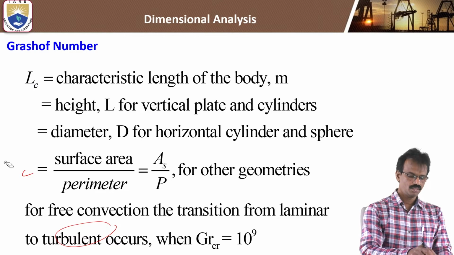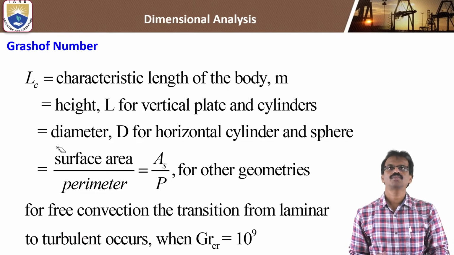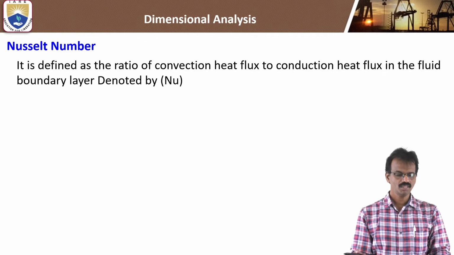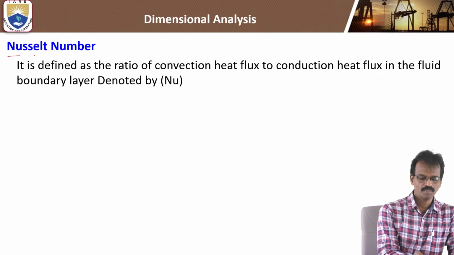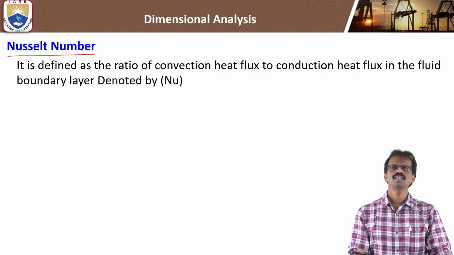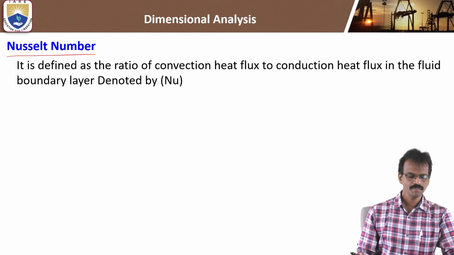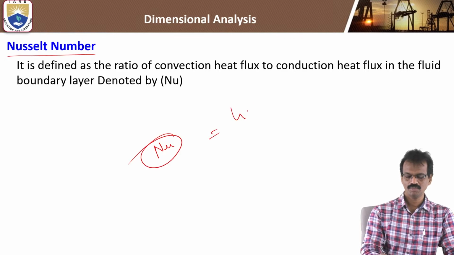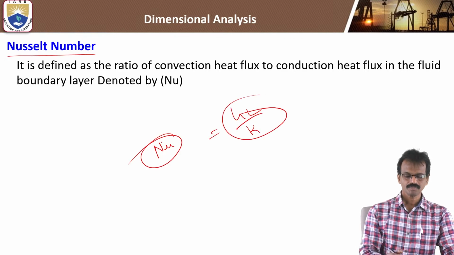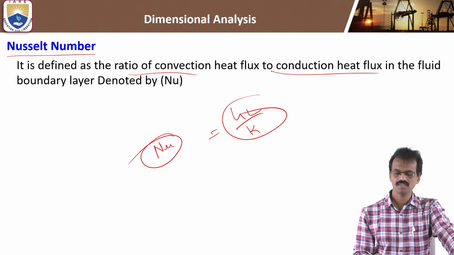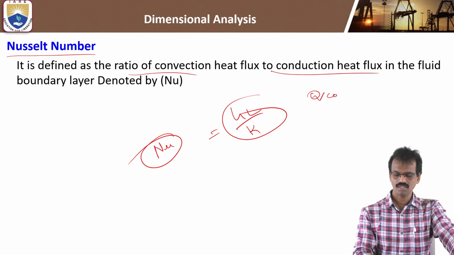This is the significance of the Grashof number. Now a few more numbers remain, highlighting the important dimensionless numbers used in forced convection and natural convection. Next is the Nusselt number, represented by Nu. The formula is hL by k, because it is the ratio of convection heat flux to conduction heat flux, or Q convection by Q conduction.